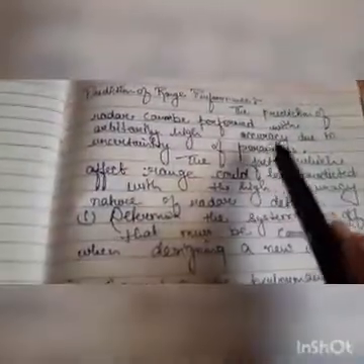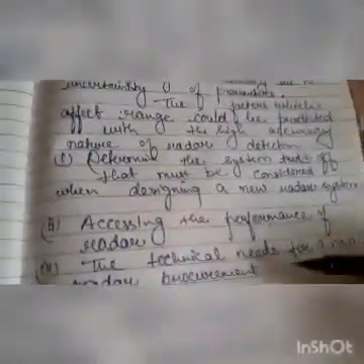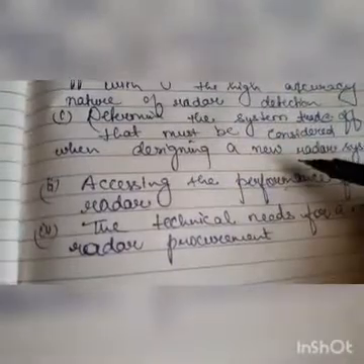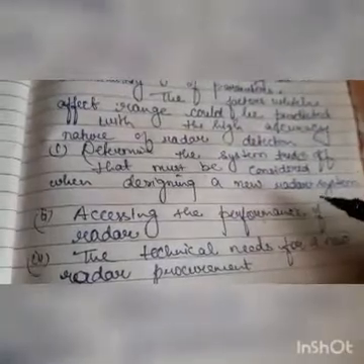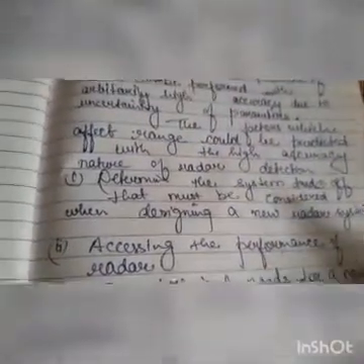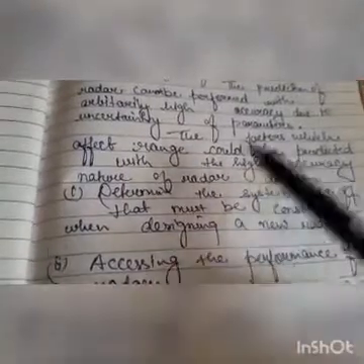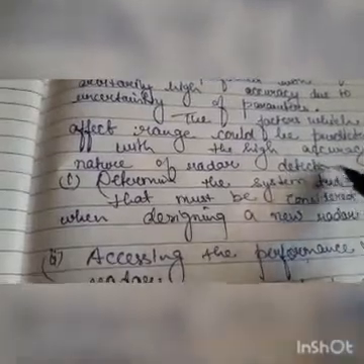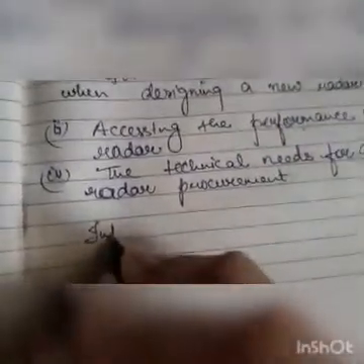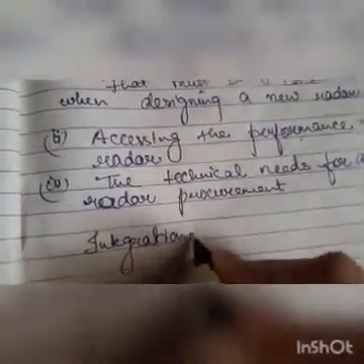So the prediction of radar range cannot be performed with arbitrarily high accuracy due to the uncertainty of parameters. Some of the parameters discussed are the performance of the radar, the technical needs for radar procurement, and the system trade-offs that must be considered when designing a new radar system, because of some of the factors affecting the range, accuracy, and the nature of radar detection. Now we will study integration of radar pulses.